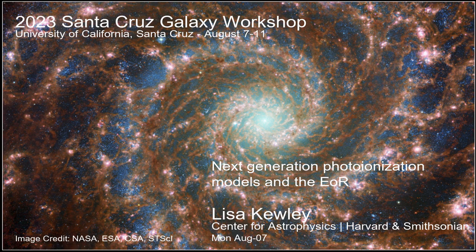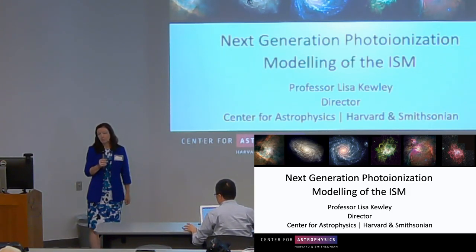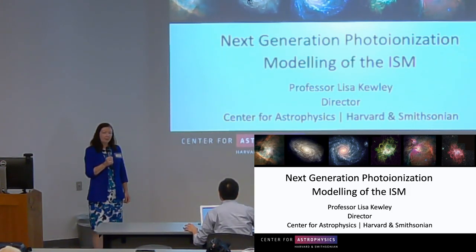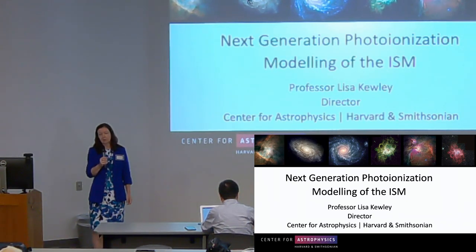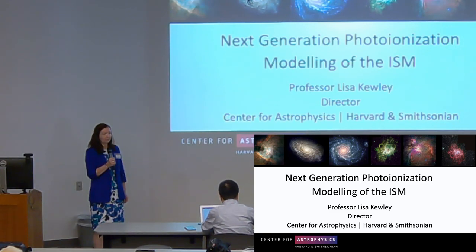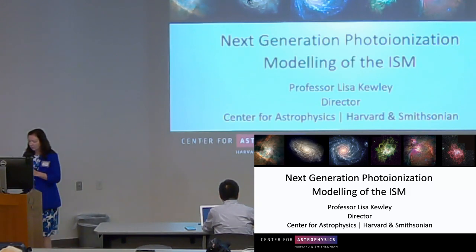Okay, so everybody, I'm going to be talking today not about the Centre for Astrophysics, but about photoionization modelling that we've been doing. And this is sort of the culmination of work that we've been doing over the last about 6 years in order to produce much more accurate models for H2 regions and galaxies. And in particular, we're interested in modelling the star-forming regions at the epoch of reionization.